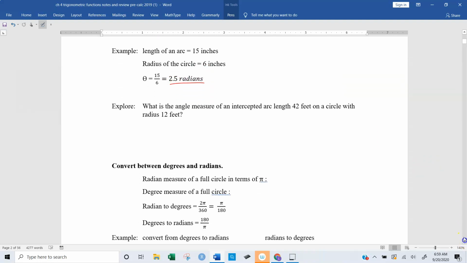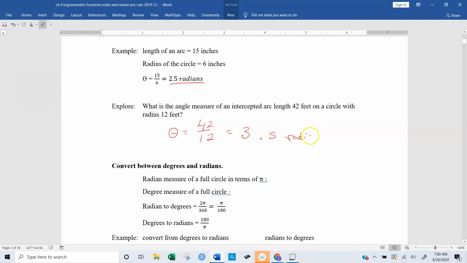Okay, do yours. What's the angle measure of an intercepted arc length of 42 feet on a circle with a radius of 12? So all you had to do is take the 42 divided by the 12, and you should have got, oops, I forgot my angle measurement. So your angle is 3.5 radians.